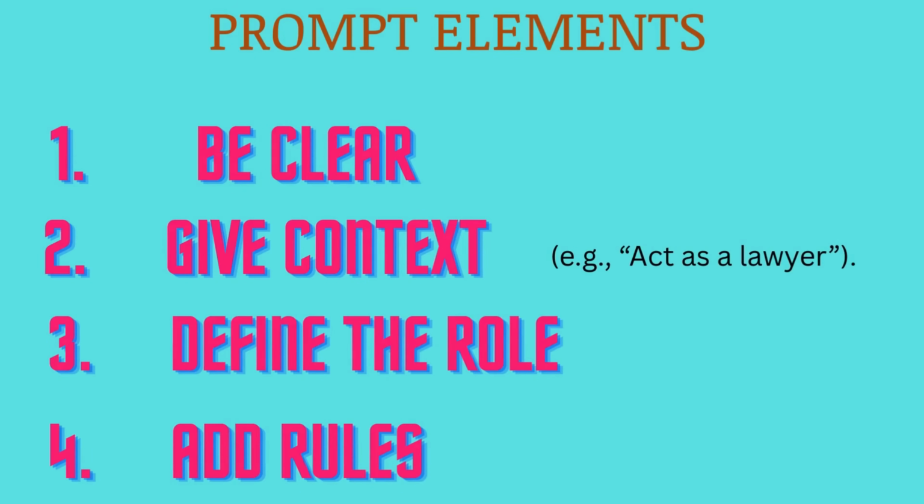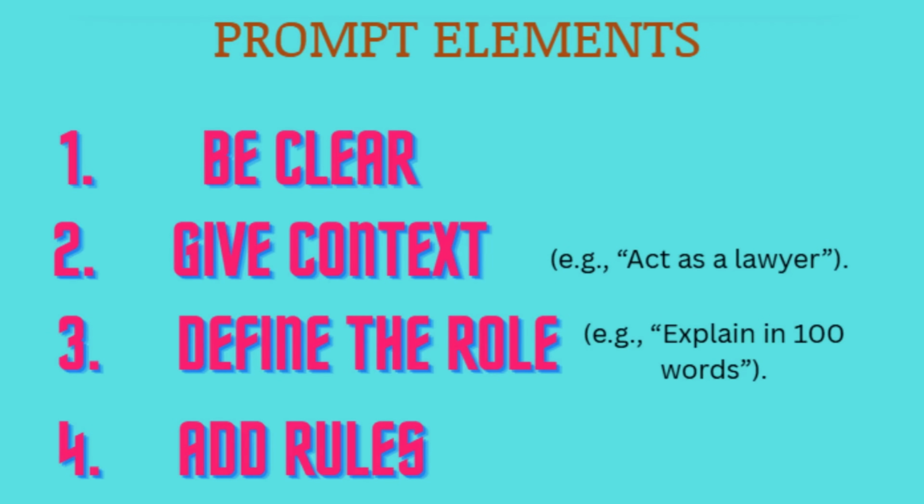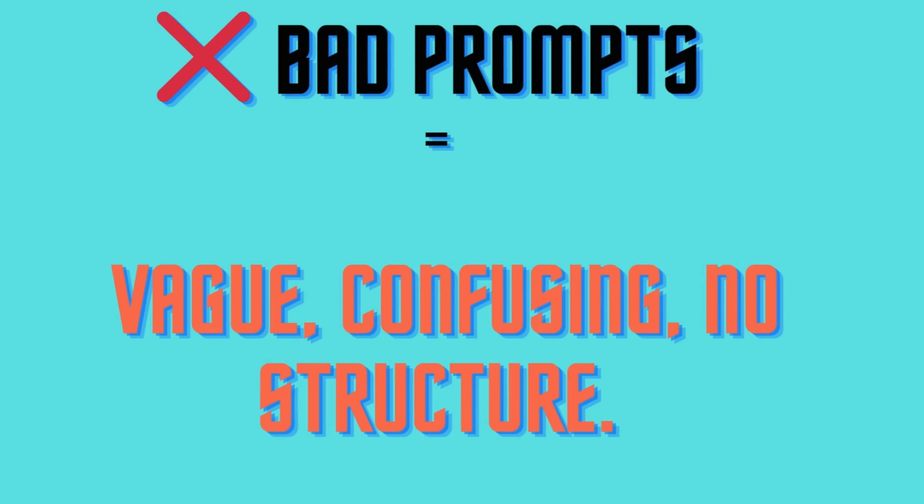Now, this slide highlights the core elements of effective prompt design in a simple, memorable way. First is be clear. A reminder that vague instructions lead to vague results. Clear wording ensures the AI understands your intent. Second, give context. By adding background or purpose, for example act as a lawyer, you guide the AI to adopt the right perspective. Third is defining the role. Assigning a role or expectation like explain in 100 words helps generate structured, relevant outputs. Fourth is add rules. Rules create boundaries for the response, whether in format, tone, or length.